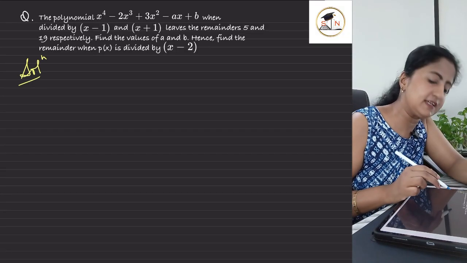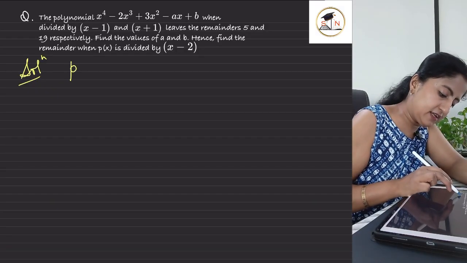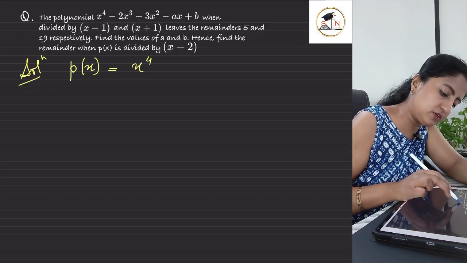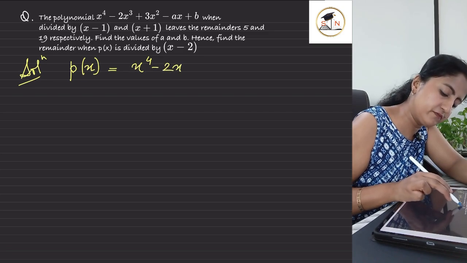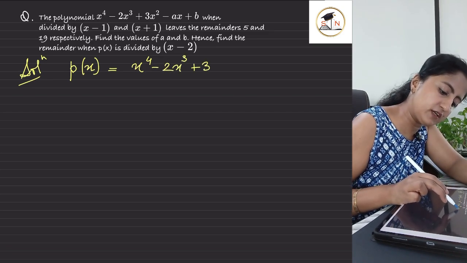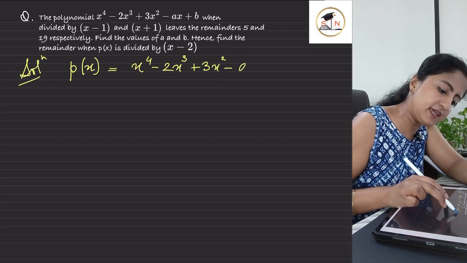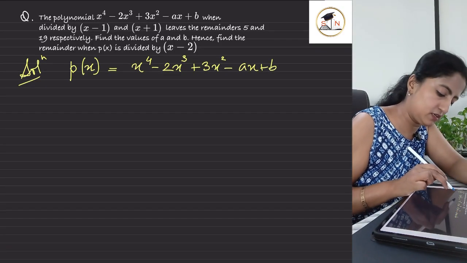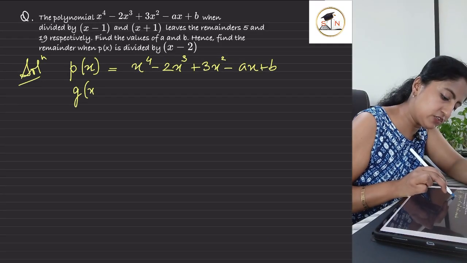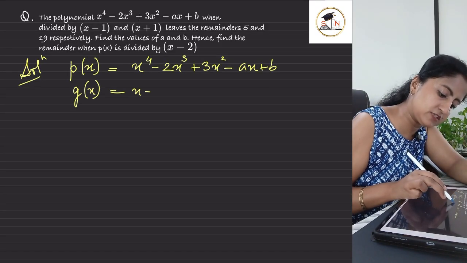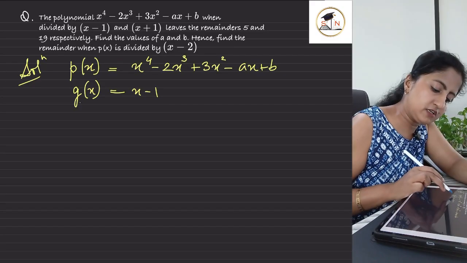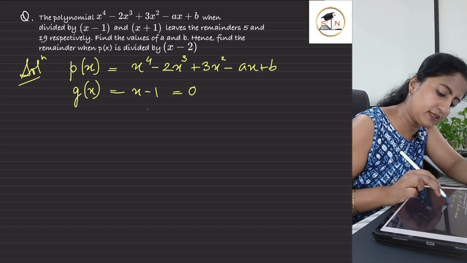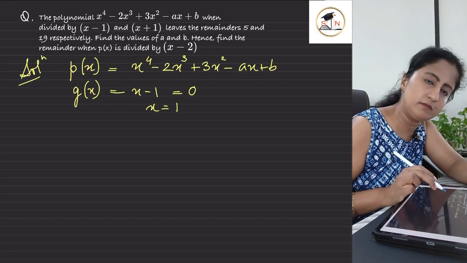So first what I like is naming the polynomials, and p(x) being my favorite, I'm just writing it x to the power 4 minus 2x cubed plus 3x squared minus ax plus b. Now, we had two factors over here. I'll name them also. g(x) equals x minus 1. First, I'm starting with this factor. So, equating it with 0 to get the 0, that is x equals 1.